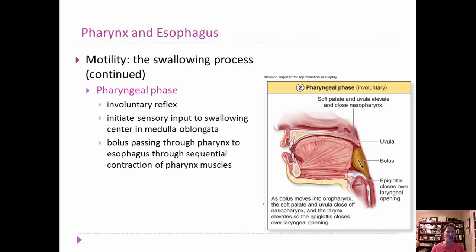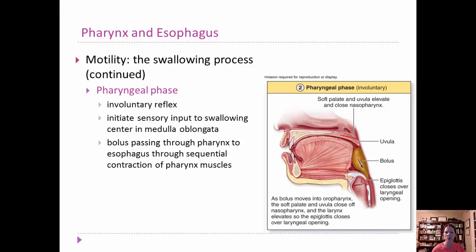We'll actually talk about a lot of these little centers you have in the medulla here. We'll talk about the vomiting center later. Here's your swallowing center in the medulla. As the bolus of food pushes against the oropharynx, the soft palate and the uvula, right here, are elevated, as you can see, and are closing off that nasopharynx.